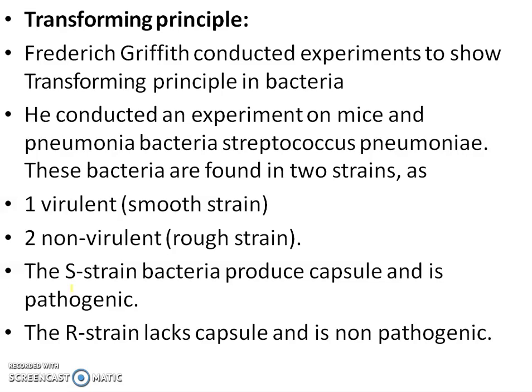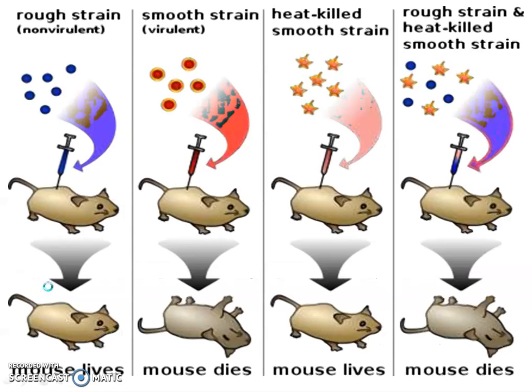Then Griffith chose the smooth variety and the rough variety. The smooth variety which he chose was S3 and the rough variety which he chose was R2. Now they were injected. First of all, when the rough, non-virulent strain was injected into the mouse, the mouse lived. When the smooth variety was injected, the mouse died. When the heat-killed smooth variety was injected, the mouse lived, because now the smooth strain was killed.